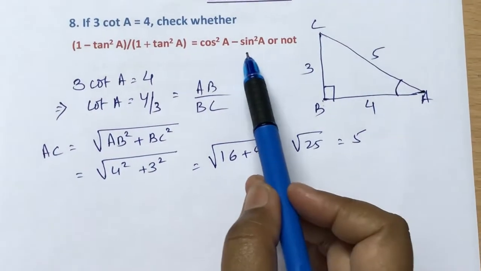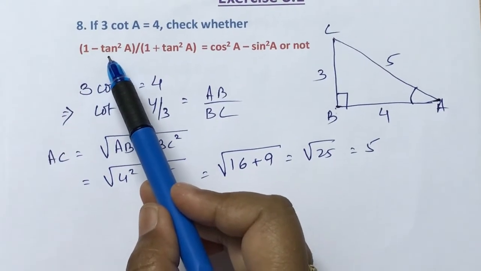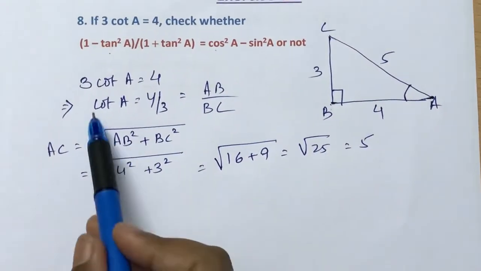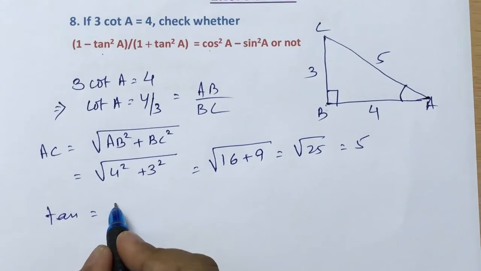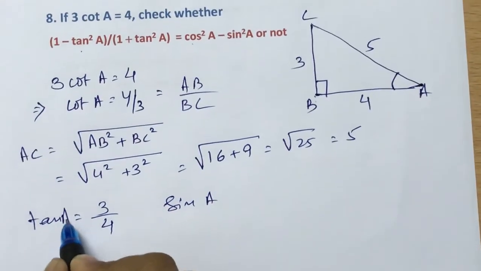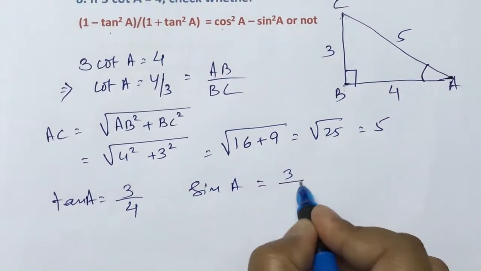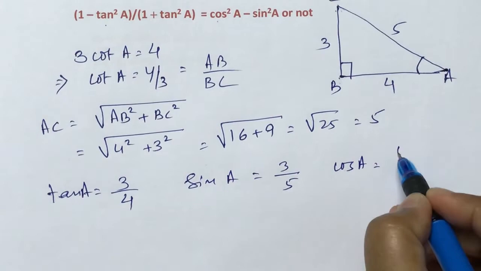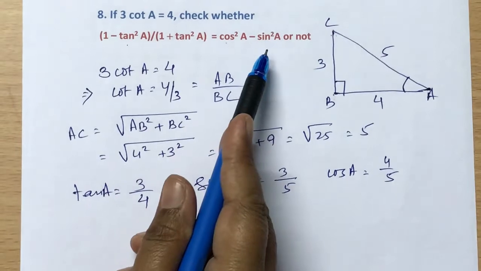Now, see what do you need in this question? You need tan, cos, sine. Okay. So if cot is this, so what will be tan? I'm not finding the value. It is the reciprocal of that. So it is 3 by 4. What is sine A? This is tan A. What is sine A? It is perpendicular by hypotenuse. So it is 3 by 5. What is cos A? It is base by hypotenuse, so 4 by 5. Clear? Okay, now I am substituting in this question.